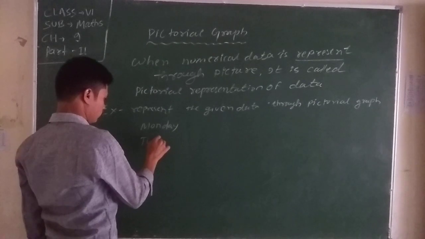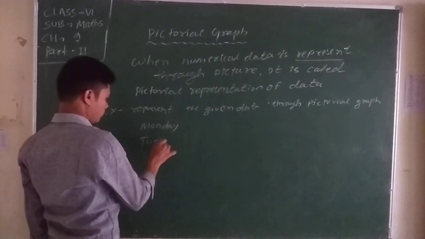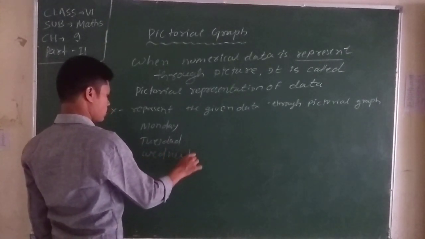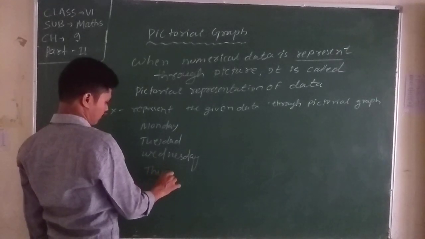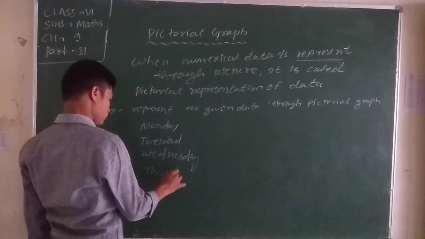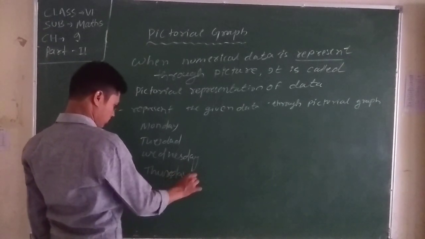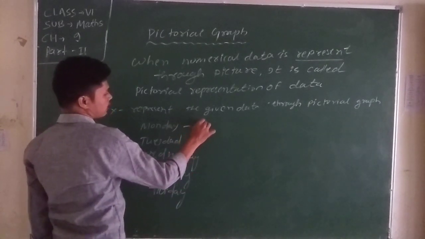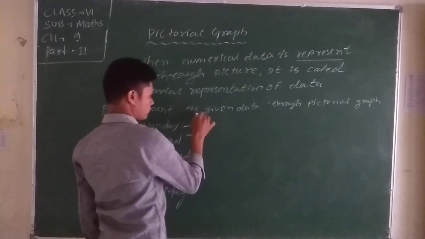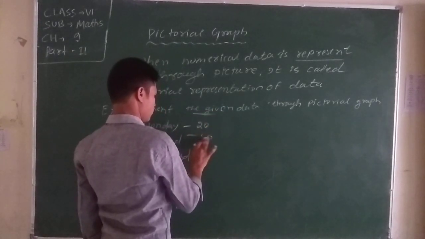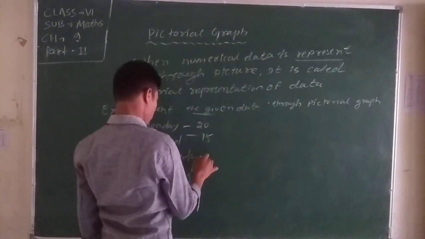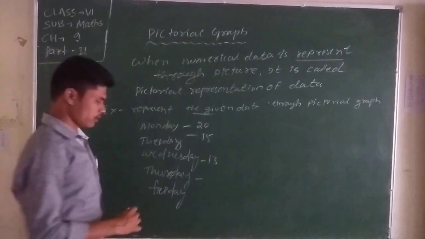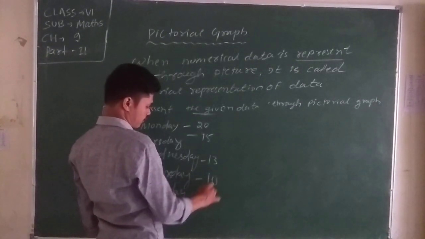Monday, Tuesday, Wednesday, Thursday, Friday. 5 days here: 20, 15, 13, 10, 15.